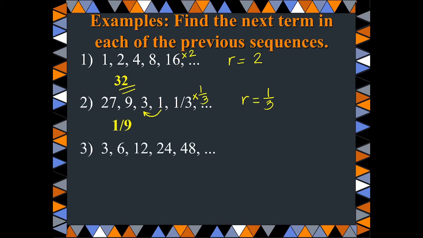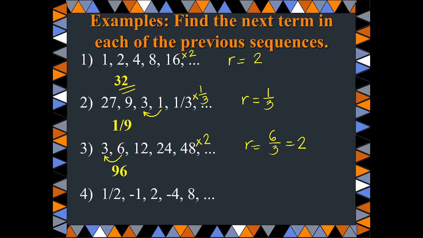Number 3. So I have here 6 divided by 3. That is, it will give me a common ratio of 2. So I'm going to multiply 2 to 48, which will give me 96. Number 4. If I'm going to be having 2 divided by negative 1, the common ratio is negative 2. So times negative 2, that will give us negative 16.